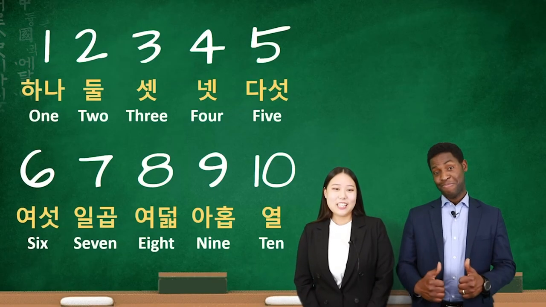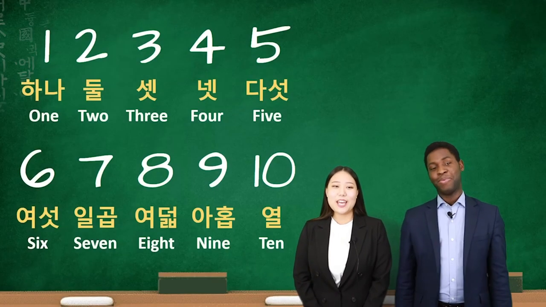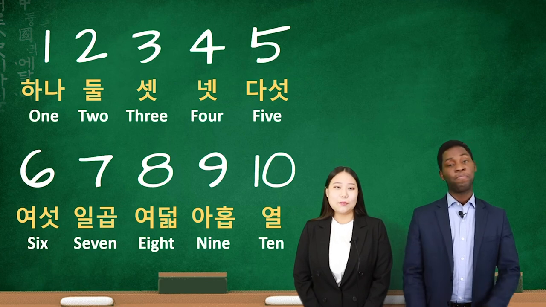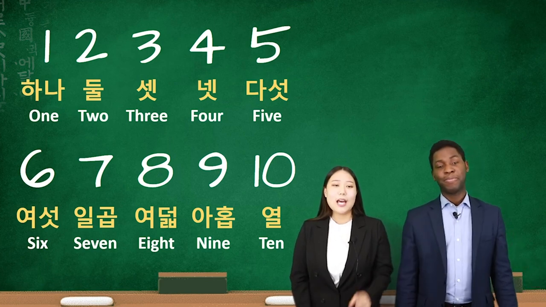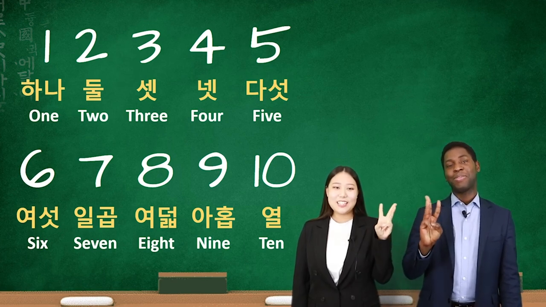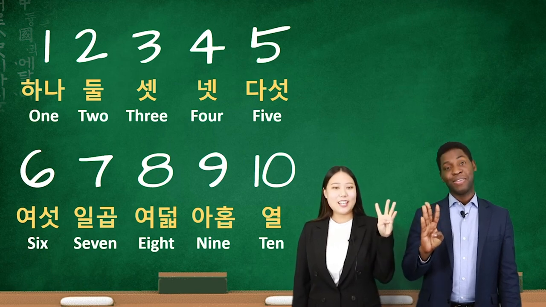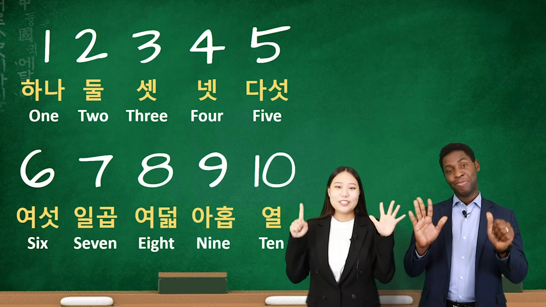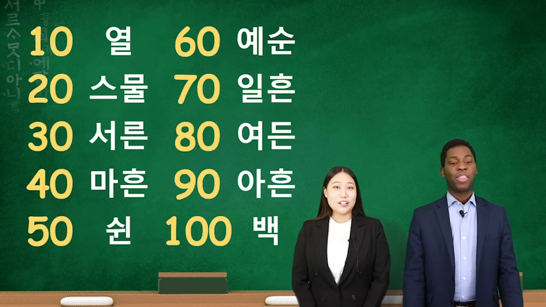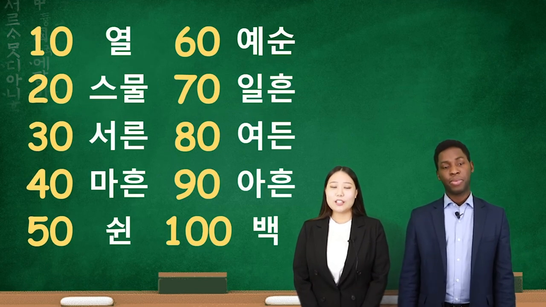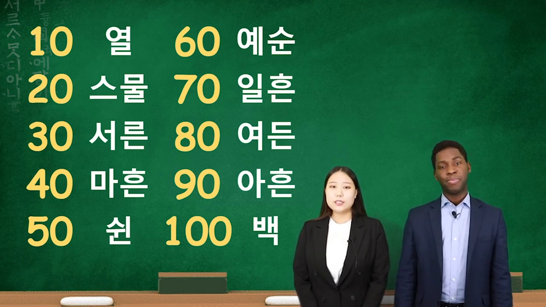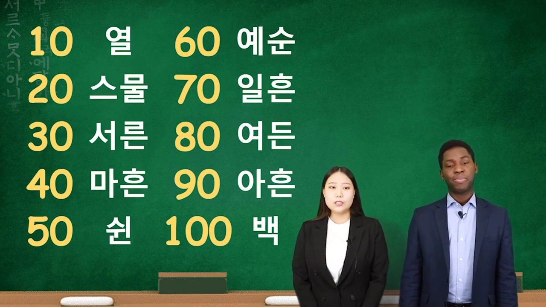How was it, guys? Did you like the class? Today, we learned native Korean numbers. Then, let's review what we learned today. 하나, 한, 둘, 두, 셋, 세, 넷, 네, 다섯, 여섯, 일곱, 여덟, 아홉, 열, 스물, 서른, 마흔, 쉰, 예순, 일흔, 여든, 아흔, 백.